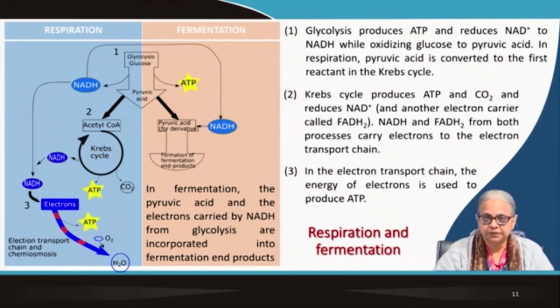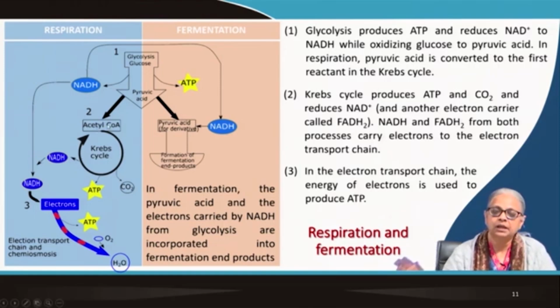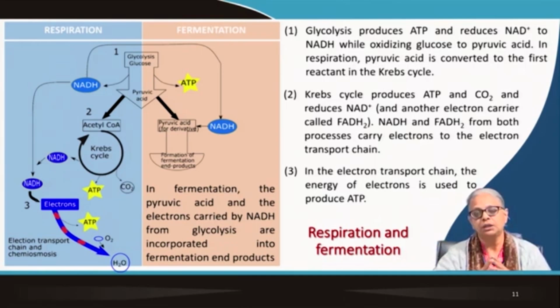So this pyruvic acid, which is a C3 molecule, has to be converted first to a C2 molecule, which is what happens in the first step. So you have acetyl-CoA where C3 is converted to a C2 compound. This C2 compound enters this citric acid cycle or Krebs cycle and is converted into two more carbon dioxide molecules. So the entire C3 molecule has now been completely oxidized, completely mineralized to 3 carbon dioxide molecules.